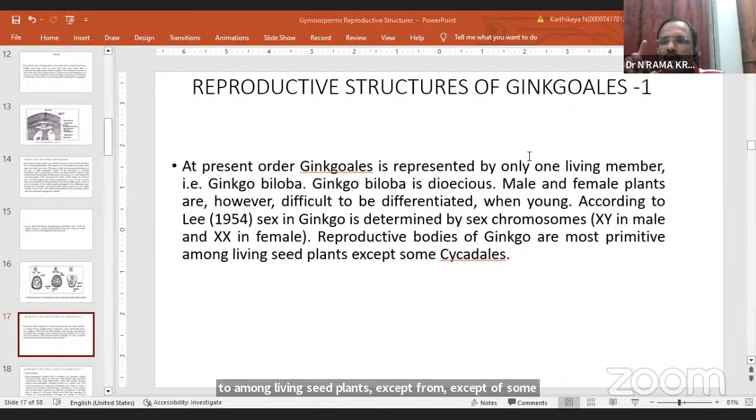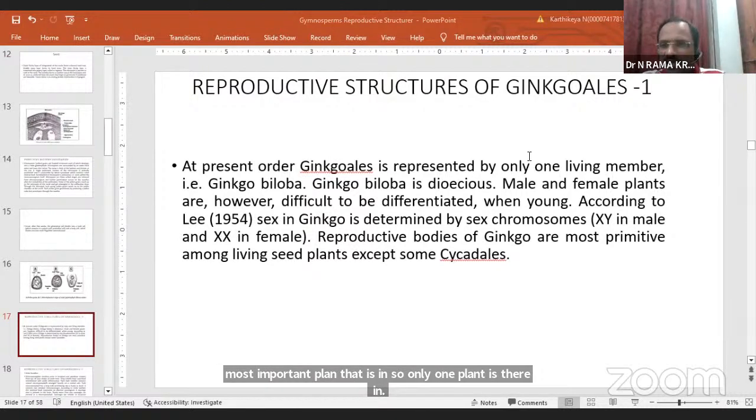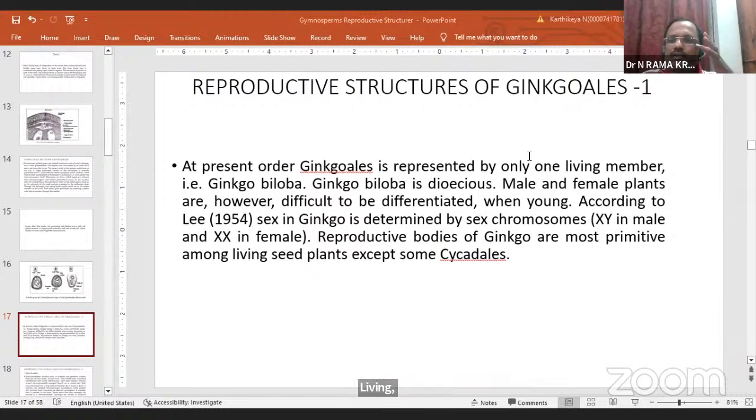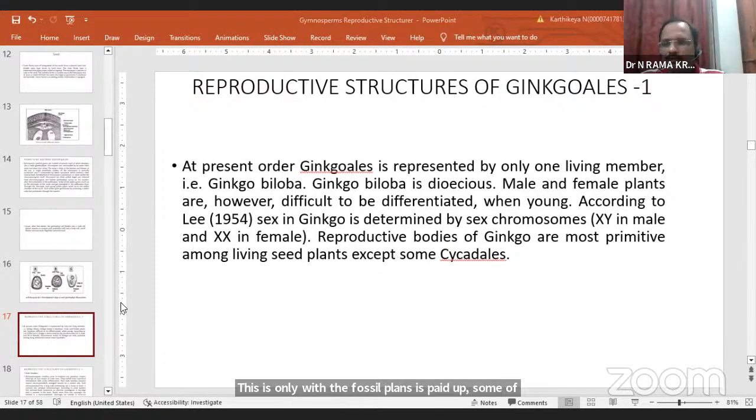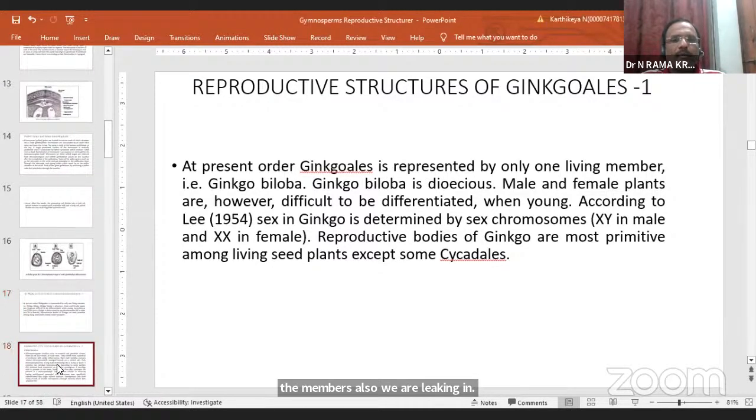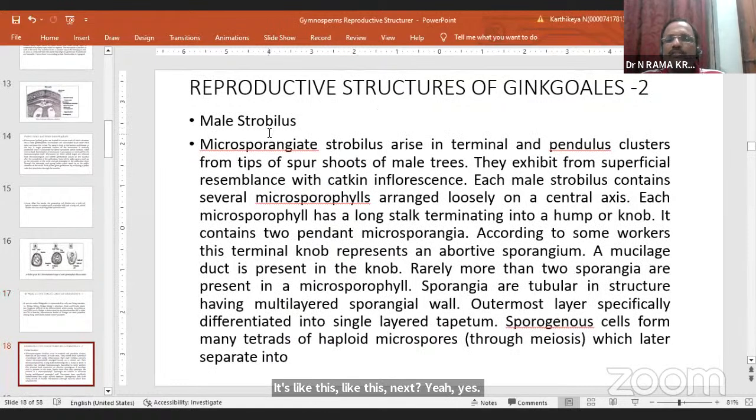When you are studying Ginkgoales, the most important plant is Ginkgo biloba. Only one plant is there, which we call a living fossil plant. This is the most primitive plant among all living seed plants, except Cycas. Cycadales and Bennettitales are only fossil plants, despite some members we also see in cycas plants. Next, now you see here the first one is male strobili.